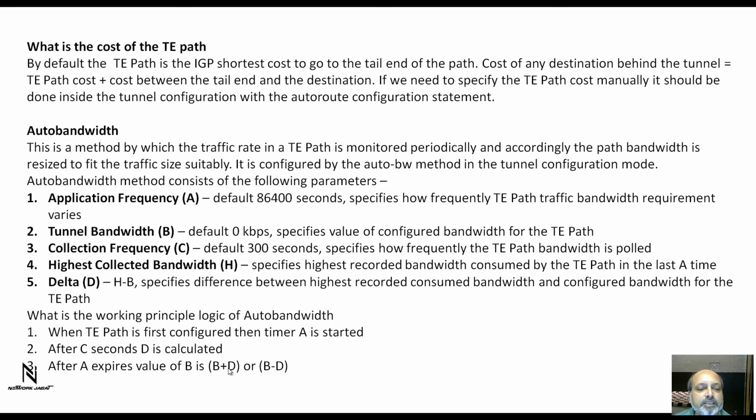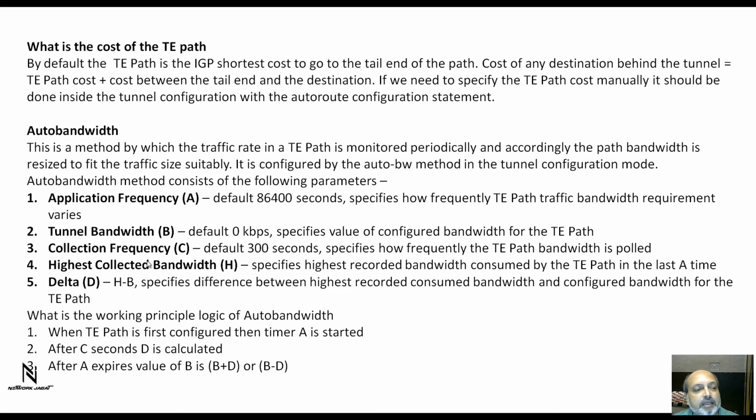When we have to do B plus D, that means we need to increase the bandwidth. So when will this happen? This will definitely happen when delta gives you a positive value. When will delta give you a positive value? When the highest collected bandwidth gets higher than this B, right? So when the highest collected bandwidth becomes higher than the tunnel bandwidth, it is definite that I need to increase the tunnel bandwidth. So for that reason, the tunnel bandwidth is incremented by the delta value. And the delta value is definitely a positive one.